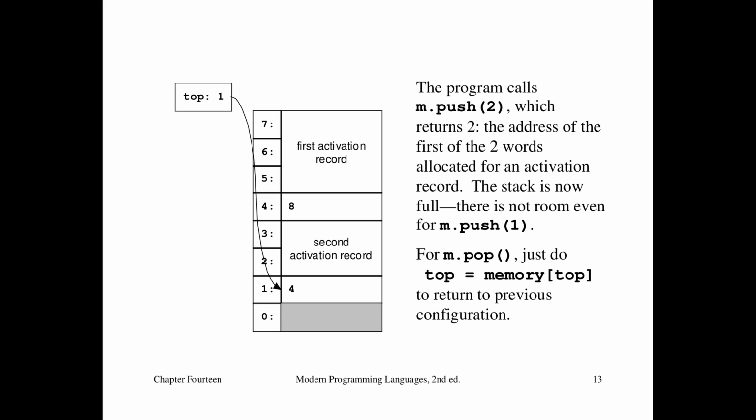So then for m.pop, we just do top equals memory at top, and return to the previous configuration. So when we call pop, we say top is equal to memory at top. So the value in memory at top, which is 4, is now the current top. That is essentially causing a deallocation.